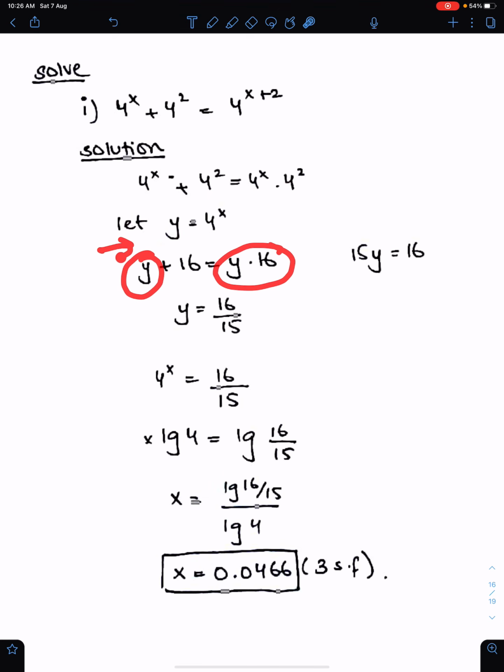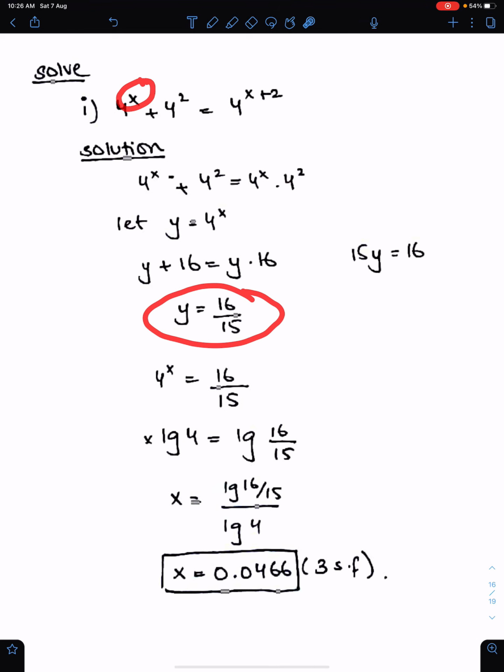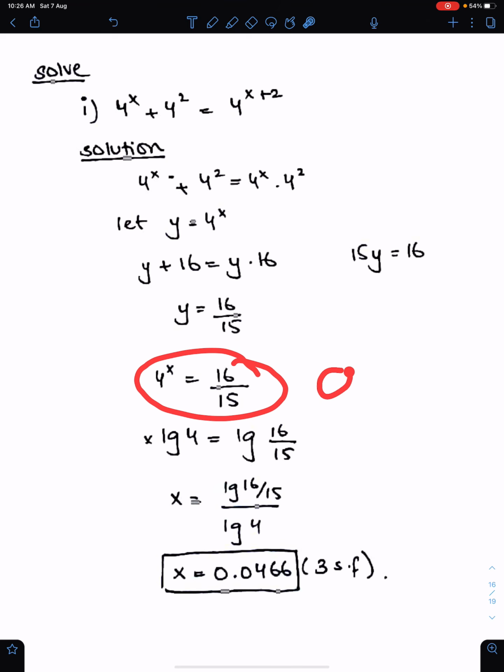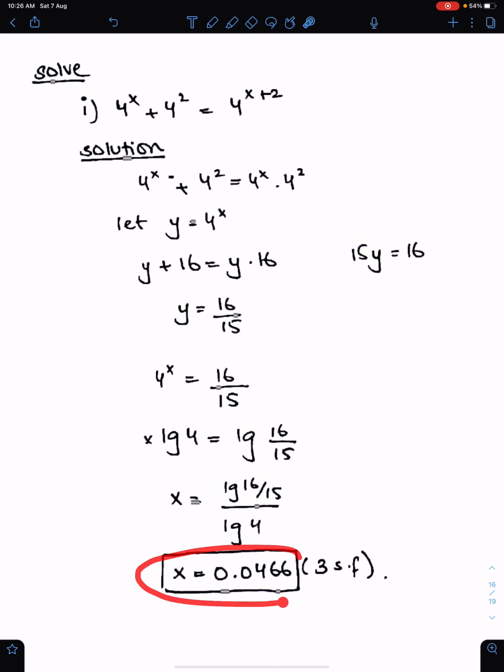When you bring this to the right hand side, it will become 15y is equal to 16. So y is this. But you are working for x, so make sure you substitute y by 4 power x. This is the standard index form. Now take lg on both sides, and this is the final answer up to 3 significant figures. Make sure you write your answer up to 3 significant figures. All non-exact answers must be written up to 3 significant figures according to Cambridge's requirement.